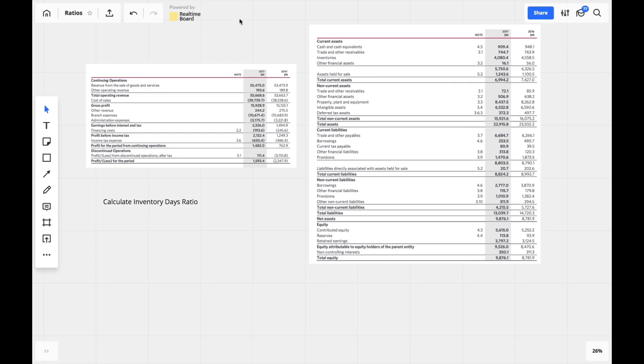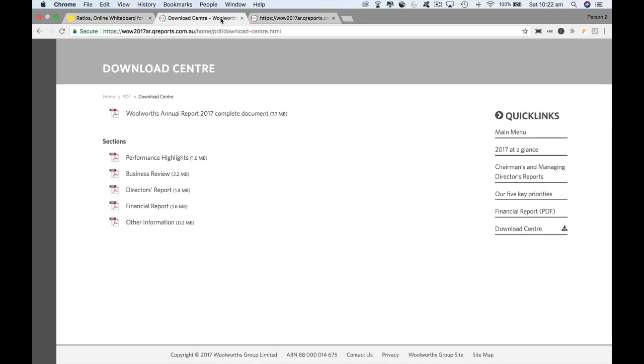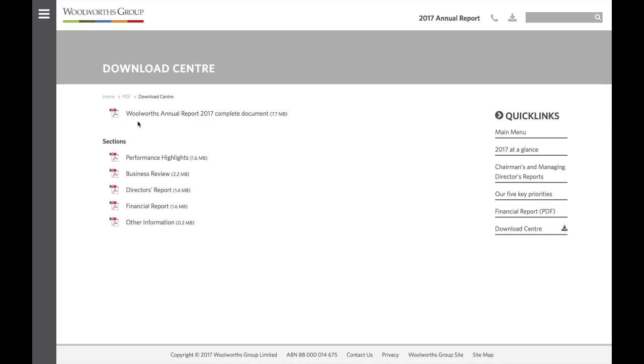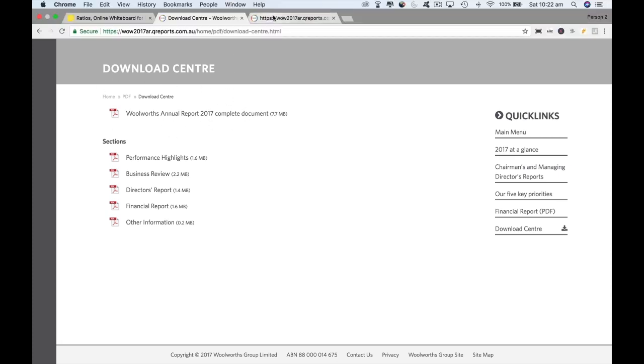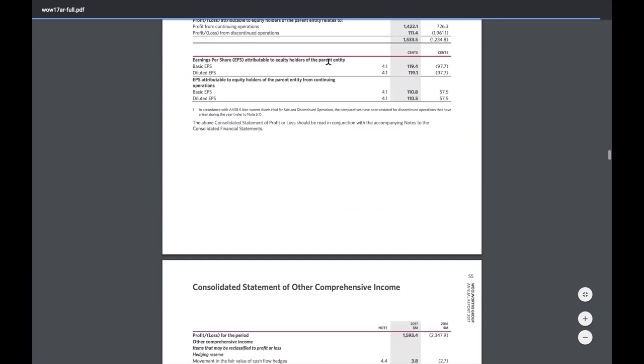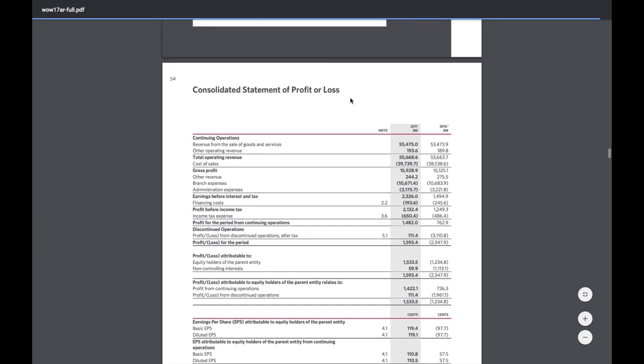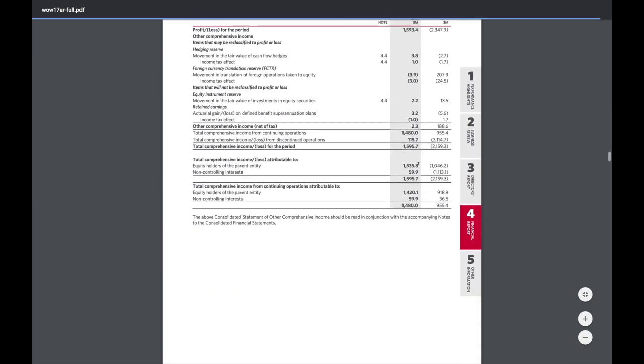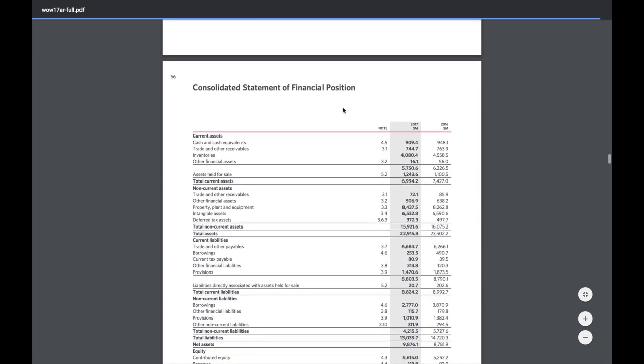So what I've done here is I've downloaded the annual report of Woolworths, which is a famous company in Australia, from their website. Within the annual report, there are two sections you need to go to. There's the consolidated statement of profit or loss to get certain information around their cost of goods sold, which we're going to need. And we're also going to need to look at their consolidated statement of financial position, also known as a balance sheet.